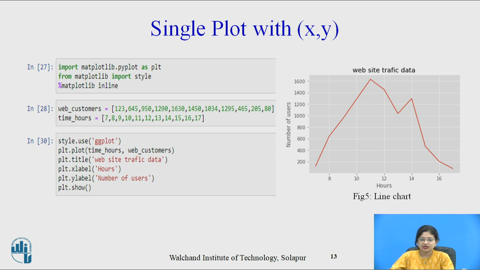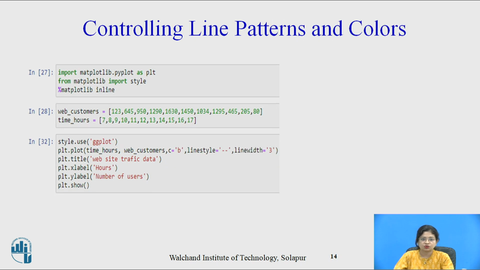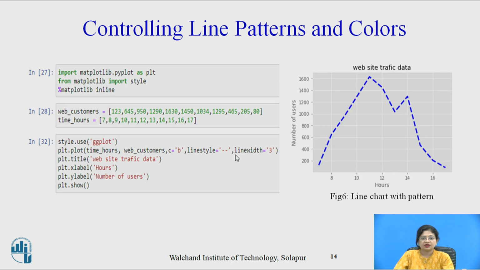Okay. So this line chart, we can also change the style of the line chart. So in this code here I have given c equal to b, that means the color equal to blue, and the line style equal to dash dash. So if I run this, it will give me this line chart. Okay, we can say that it is the dashed line chart.